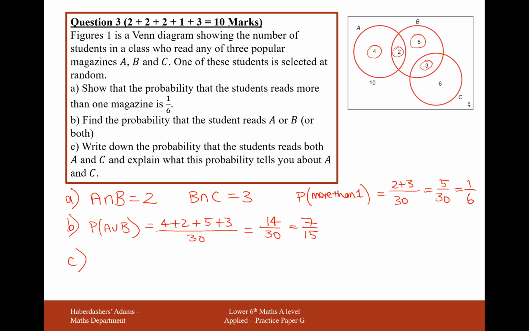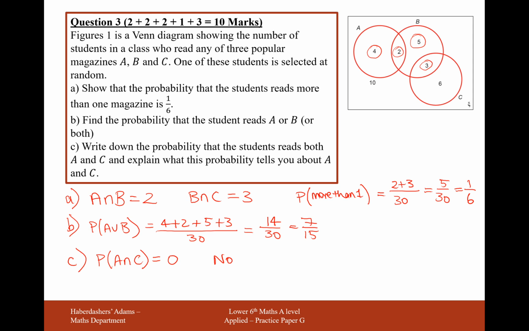Part C is write down the probability that the students read both A and C and explain what this probability tells you about A and C. So the probability that people read magazines A and C, you can see clearly from the Venn diagram here that no one reads magazines A and C. They either read A or they read C separately. So this probability is 0.